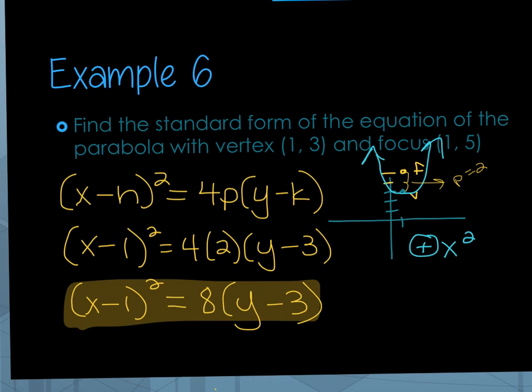So again, started by applying the point, vertex 1, 3, focus 1, 5, which means that this is a parabola that points upwards. That's a positive P on an x squared. And then I just plugged it in. This time I had a vertex change other than 0, 0. So I get x minus the h, which is 1, squared equals 4 times the p, which is 2, and then y minus 3.